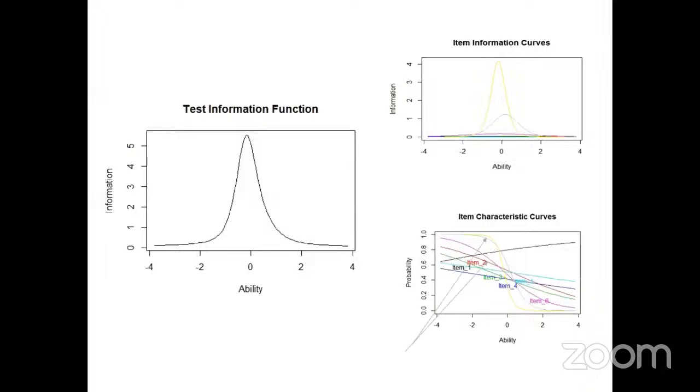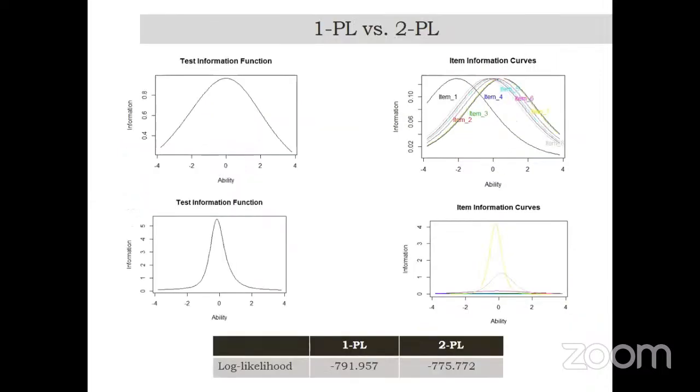But if you look at it carefully, you will see that some of these items are actually showing inverse curves, meaning that the discrimination is negative. So the items are actually not working fine. You need to reject them. You can compare 1PL versus 2PL and compare the log likelihood ratio. The one with the smaller value is actually the better one.